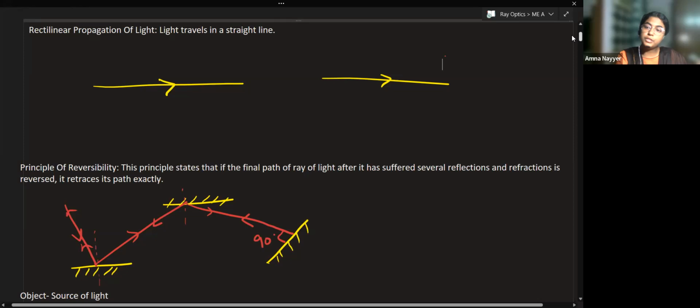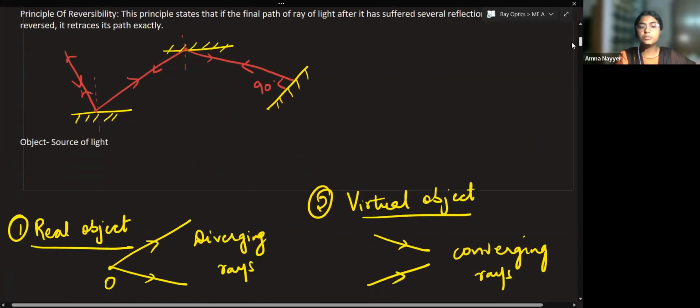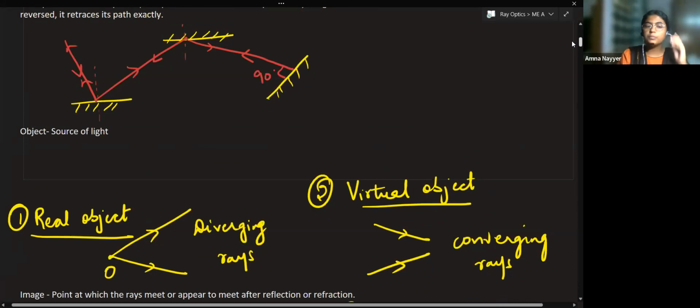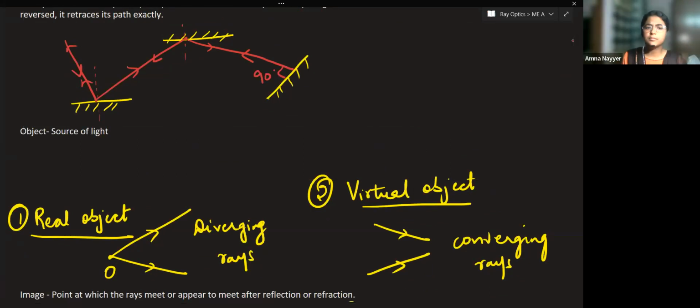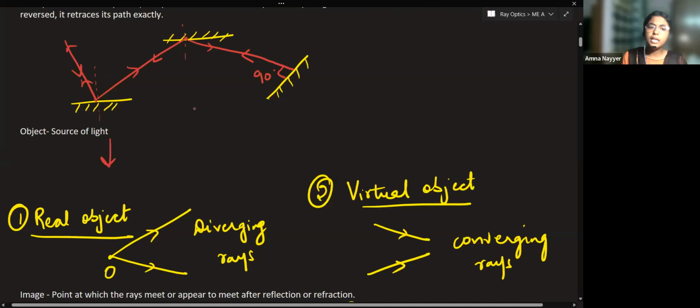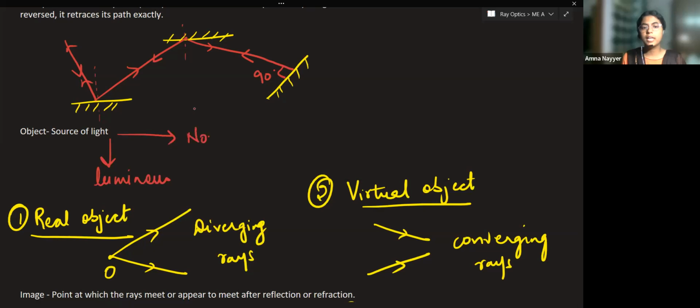Now, object and image we are continuously using. So what is meant by an object? An object is basically a source of light. Now, you can have luminous objects, and you can have non-luminous objects.